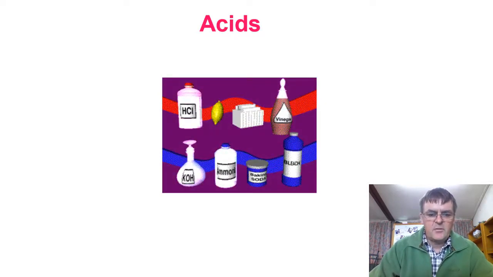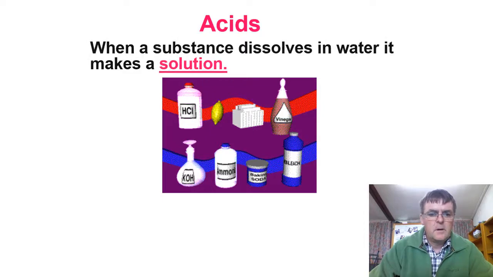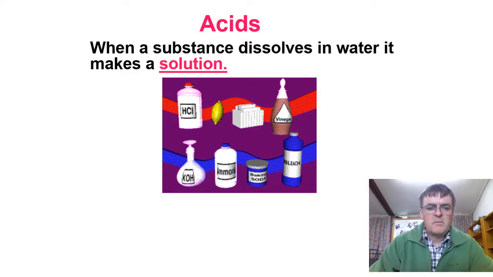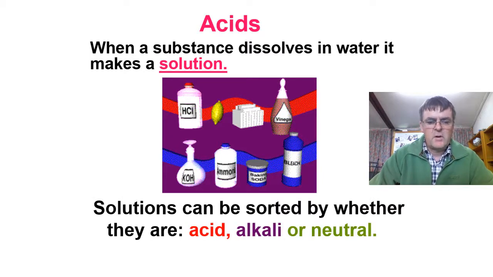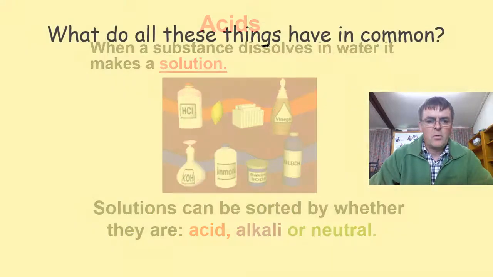So, acids. There's a whole bunch of things in this little picture, and not all of them are acids. By the end of this we should know which is which and why. When something dissolves in water we make a solution. Now these solutions, we can sort them out whether they're acid, alkali or neutral, and keep watching, we'll find out which is which and why.